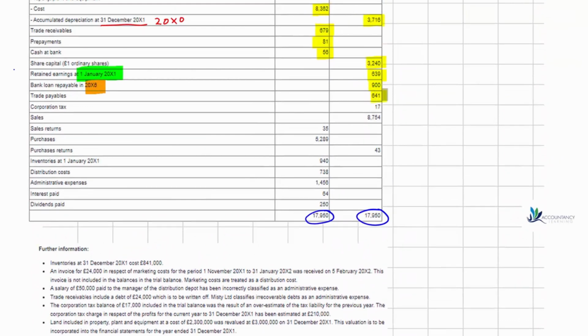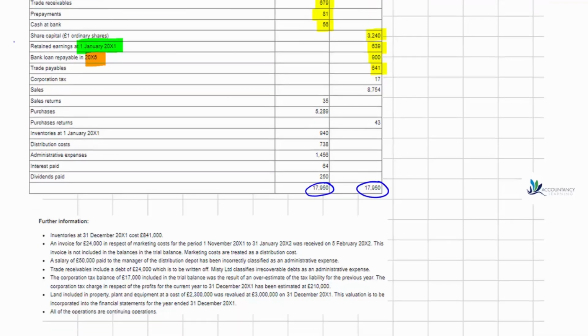Next we have corporation tax of 17. Okay, well I'm not really sure what to do with that. Is that an expense? Is that a payable? So I'm going to leave that for now and I'll come back to it. So I'm not going to highlight it, and that means it's going to be easier for me to spot later on which numbers I still need to look at, because it won't be highlighted.